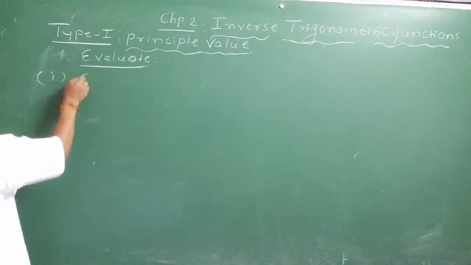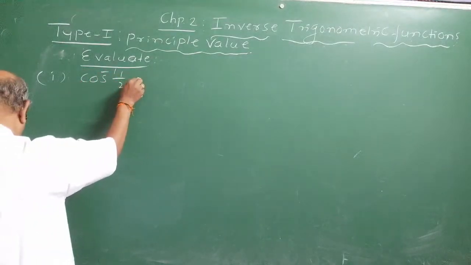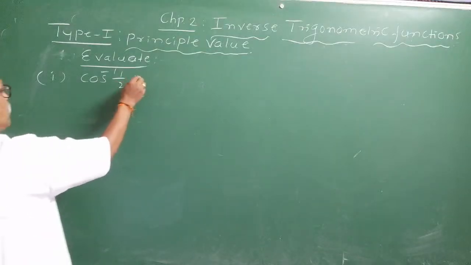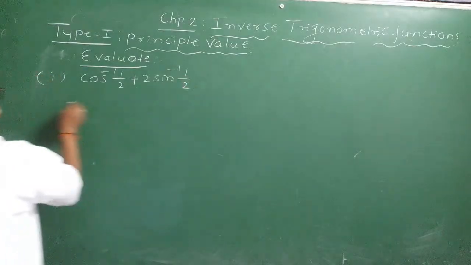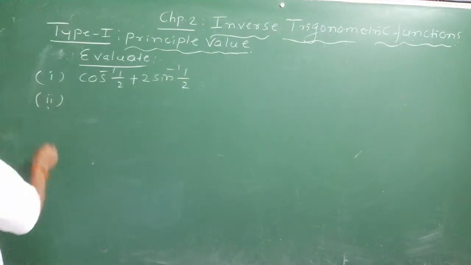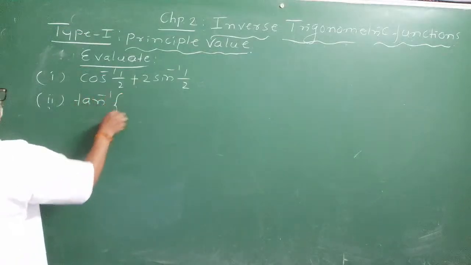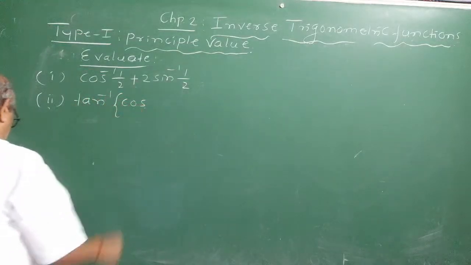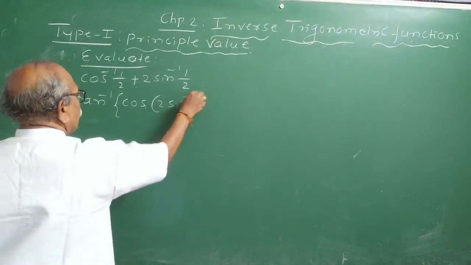Cos inverse 1 by 2 plus 2 sin inverse 1 by 2. Second question. Tan inverse of cos into bracket 2 sin inverse 1 by 2.